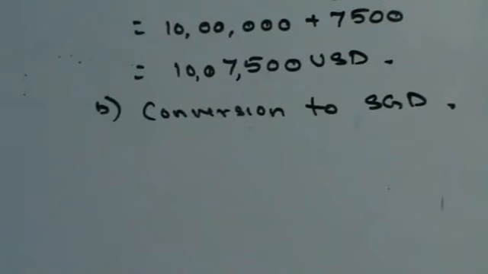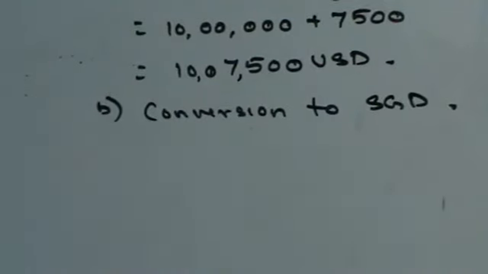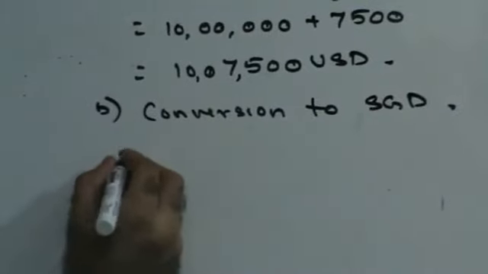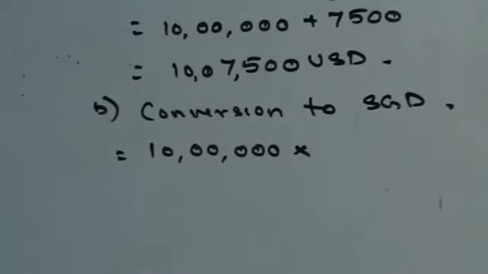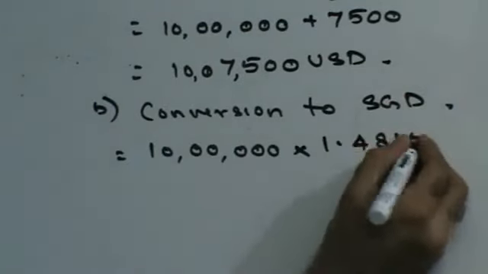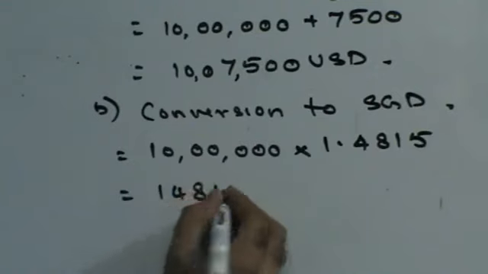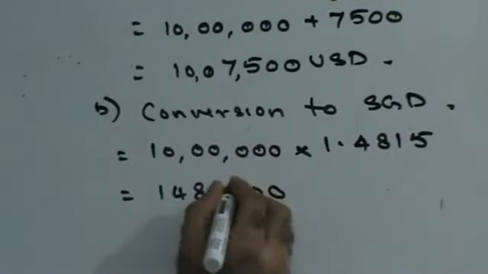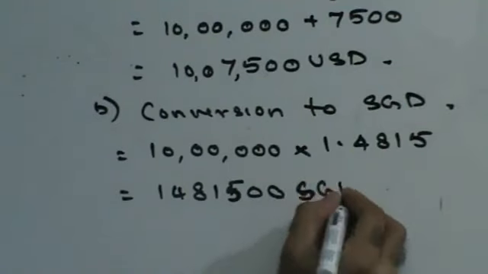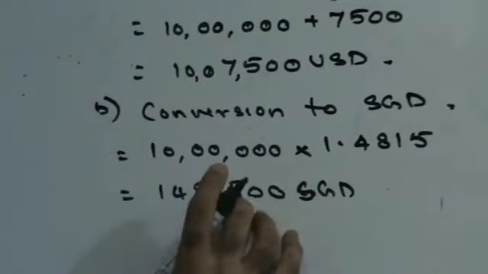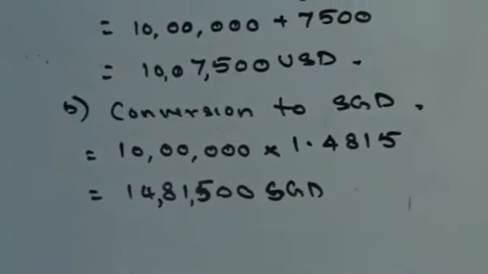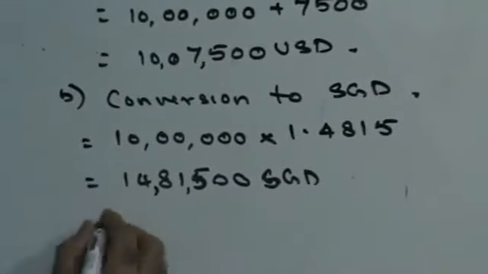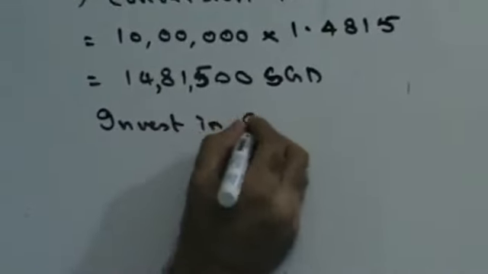Buy is bid. If I want to sell Singapore dollars, I have to consider ask. Since I want to buy Singapore dollars, how many Singapore dollars will I get? I have 1 million US dollars as of today. Since I'm buying today, I have to consider the spot rate, the bid rate, 1.4815. So this will be 14,81,500 Singapore dollars. As soon as I get this money, I'm going to invest it in the bank, in Singapore dollars.